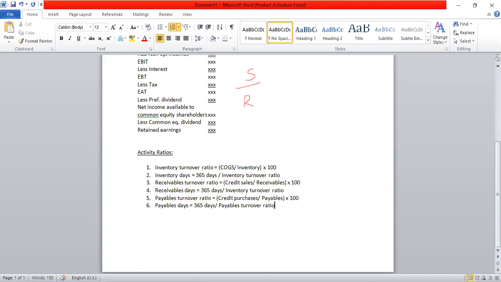In each context we see that the meaning of turnover has differed. Sometimes it is cost of goods sold, sometimes it is credit sales, sometimes it is credit purchases. In asset turnover ratio, fixed assets turnover ratio, capital turnover ratio, in each of these we just go with the numerator as sales.